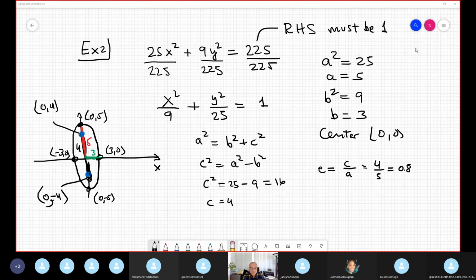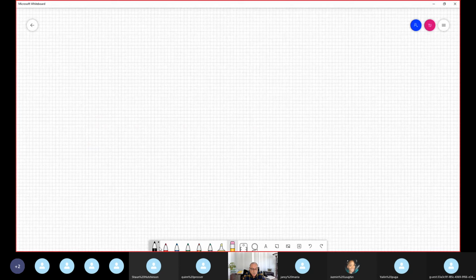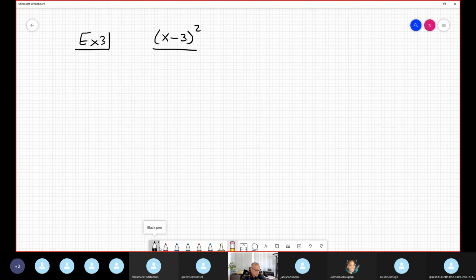Okay. Let me erase the board. Let's go to example 3. Example 3 is a little bit more interesting. Example 3 is x minus 3 squared over 16 plus y plus 2 squared over 25 equal 1. Wow. In this case, we have the equation of the ellipse, yes.